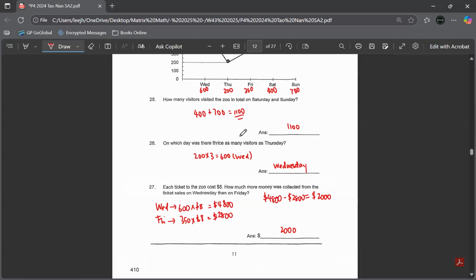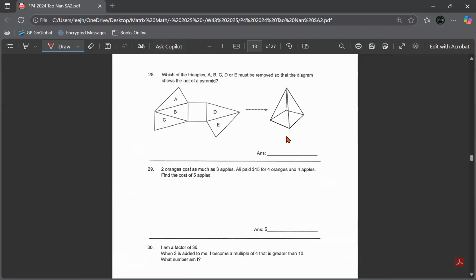Question number 28. Which of the triangles A, B, C, D, or E must be removed so that the diagram shows the net of the pyramid? Now this is the base, definitely, right? So which means this one, B, will be the one left.